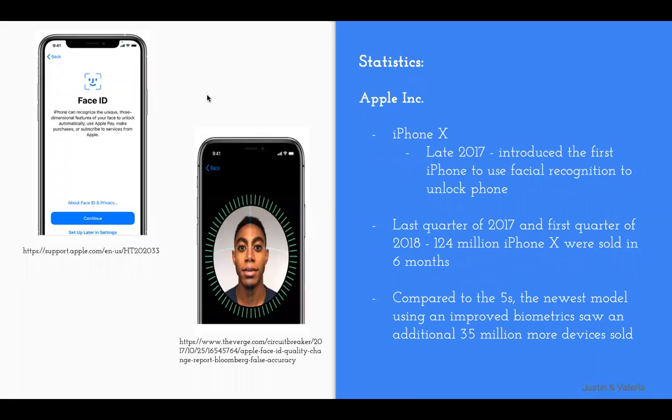However, when the iPhone X was released in late 2017, the company improved their biometric system to facial recognition to gain access to their device. As a result, approximately 124 million devices were sold in its first 6 months of release. Because of the updated biometrics, Apple saw an increase in sales of about 35 million devices.